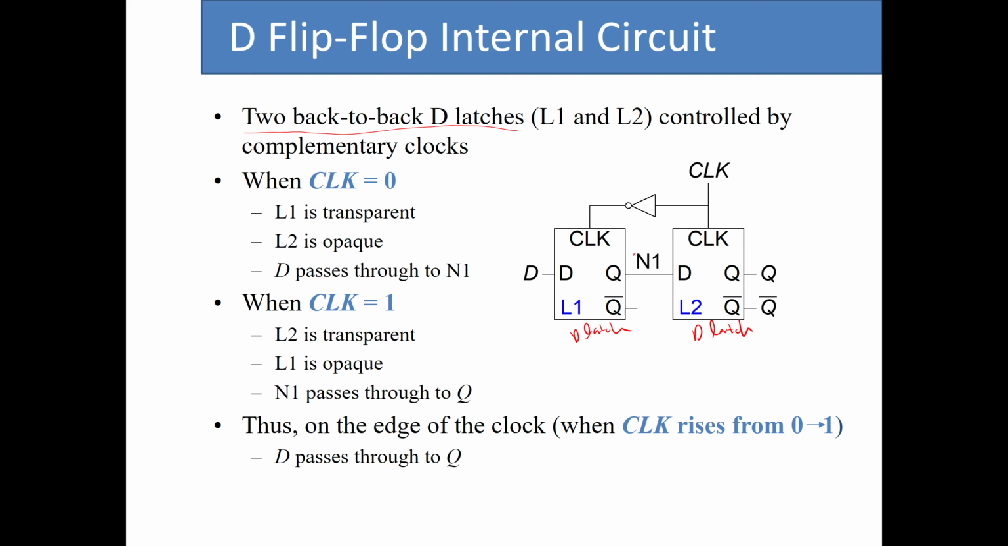So the configuration is: we have a clock that goes to the clock input of L2. We have the complement of that clock signal going to the clock input of L1. And then we have Q of L1 connected to the D input of L2.